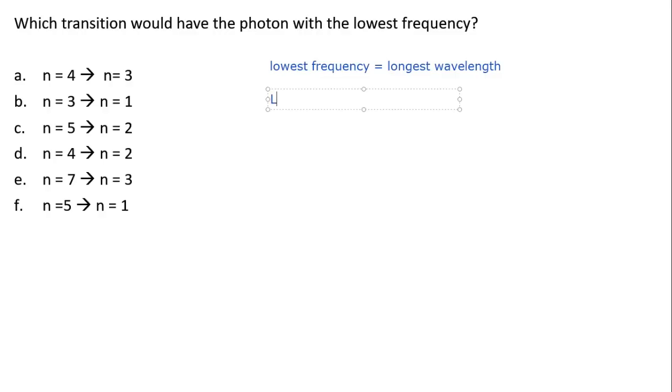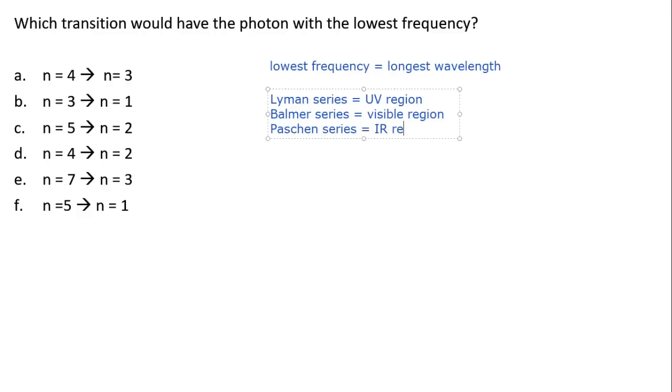So we know Lyman series is the UV region. Balmer series is the visible region. And Paschen series, IR region. So out of these three regions, the one with the longest wavelength is Paschen. So we want to look to see which of the following transitions are in the Paschen series. And remember Paschen, that's right, it ends in N equal 3.